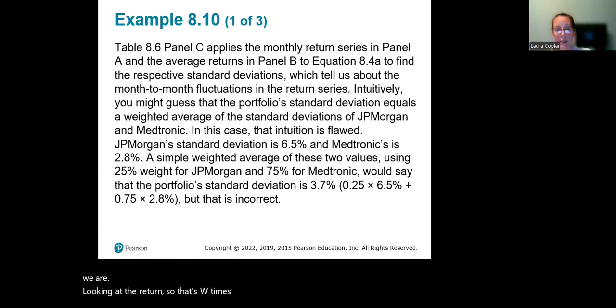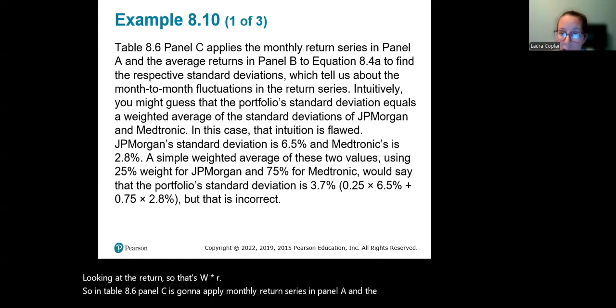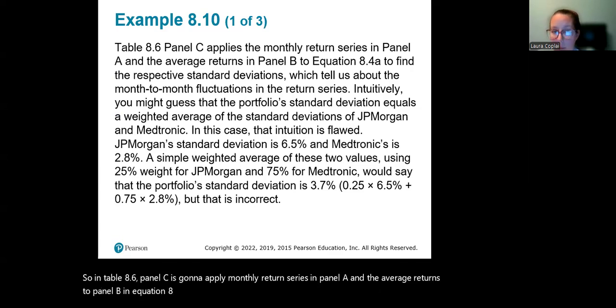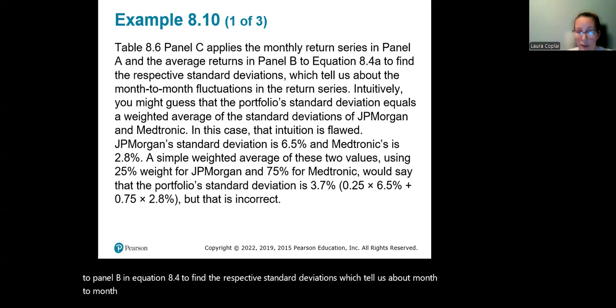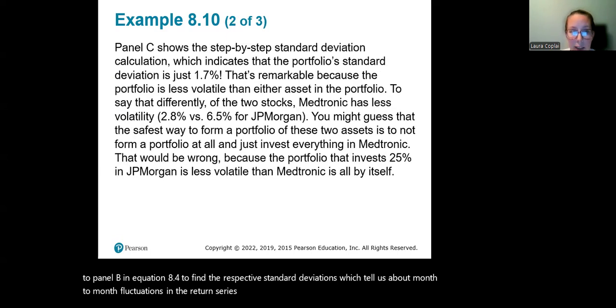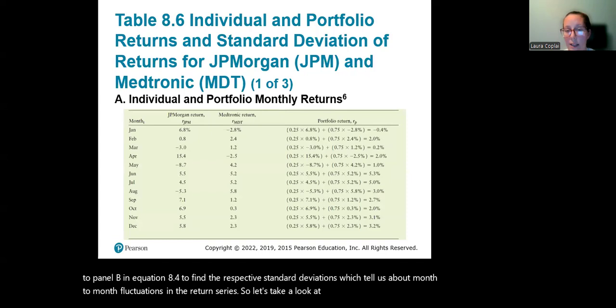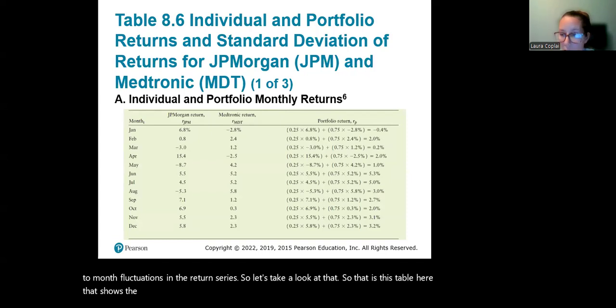So in table 8.6, panel C is going to apply the monthly return series in panel A and the average returns in panel B to equation 8.4 to find the respective standard deviations, which tell us about month-to-month fluctuations in the return series. So let's take a look at that. So that is this table here that shows the returns for JP Morgan and Medtronic.